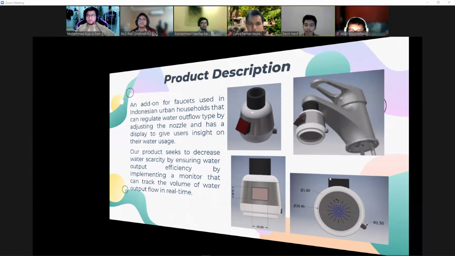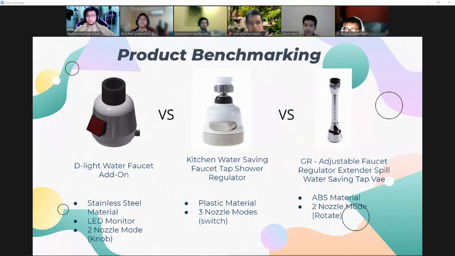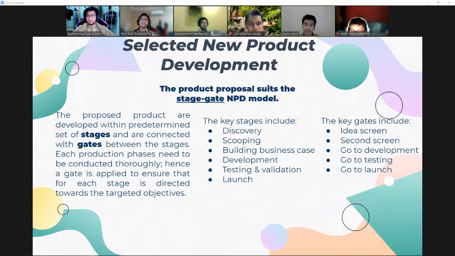So on the next is our benchmarking of our product, which is the one on the left, with two other products that are available in the market. Several differences that can be seen are the materials used and the features provided. So the selected NPD model is the stage gate model, where this model has 6 key stages as seen on the slide and are connected with gates listed also in the slide between the stages to ensure the targeted objective to be reached. Each production phase is conducted thoroughly, and the model is an iterative process.